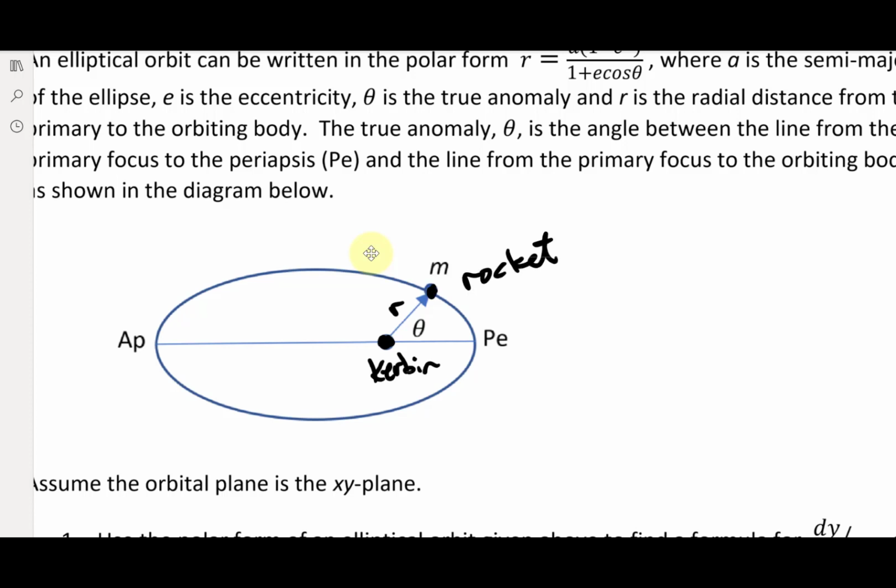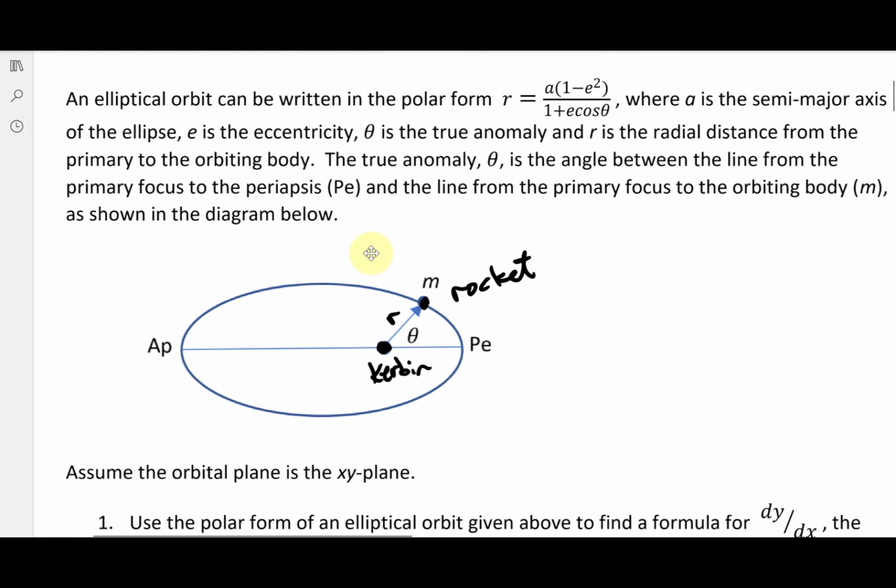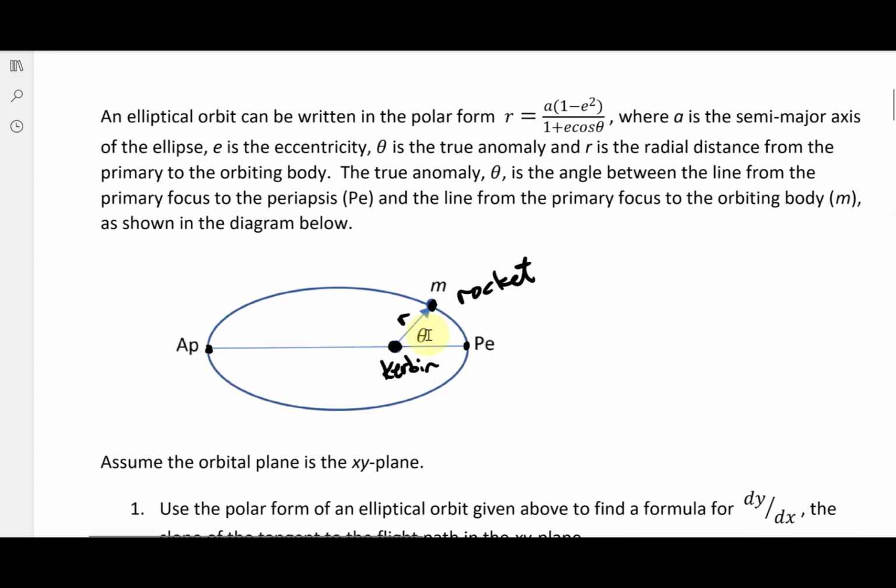But this would apply for any planet orbiting a sun, or any moon orbiting a planet, or any satellite orbiting any other body. So the periapsis is the point in the orbit where we're closest to the primary body that's being orbited. That's the apoapsis. That's the point that we are furthest from the primary body. And this angle theta is the true anomaly, which is the angle measured from this line out to the periapsis to the point on the path where the orbiting body currently is. So this orbiting body is this little m.